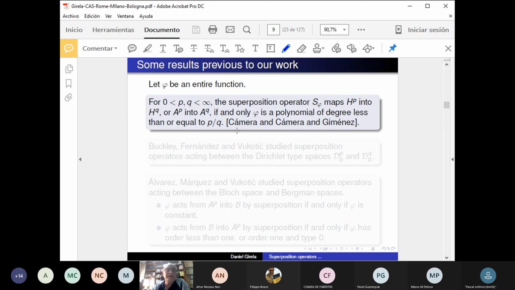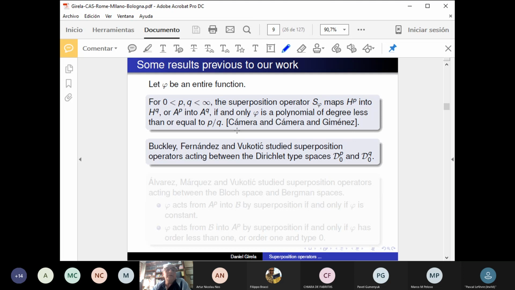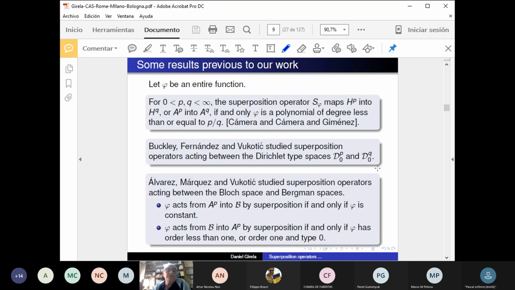Then I guess that the next quite important work in this topic was one by Buckley, José Fernández, and Dragan Vukotić, who studied superposition operators between certain Dirichlet-type spaces, the spaces DP0 and DQ0, say. And let me introduce another result that was obtained by Nacho Álvarez, Ausi Marquez, and Dragan Vukotić, who studied superposition operators between the Bloch space and Bergman spaces.